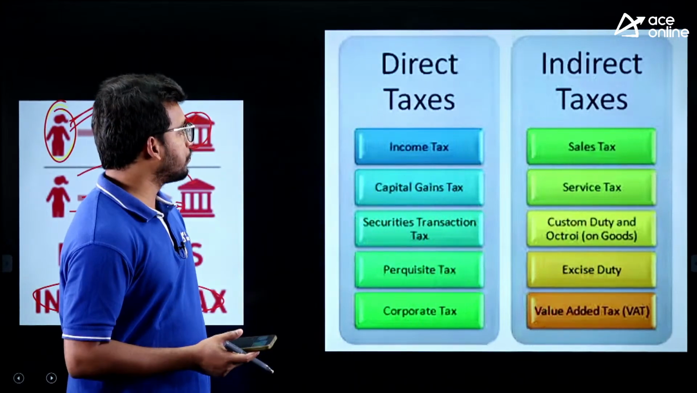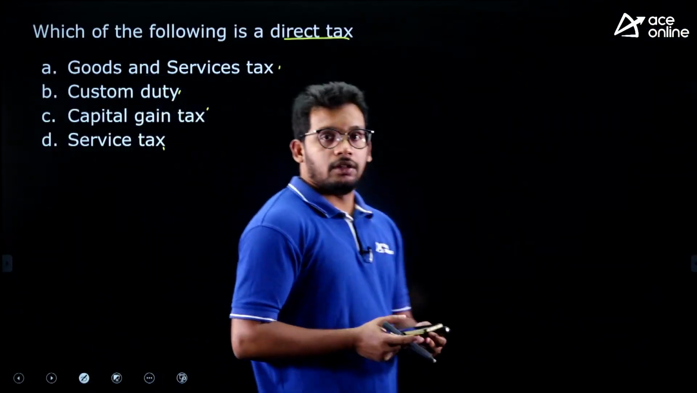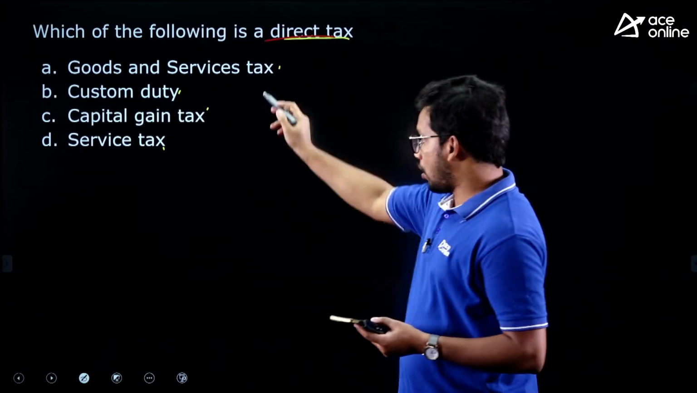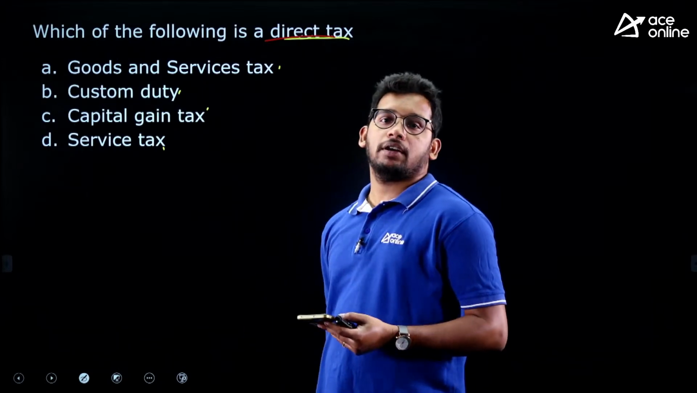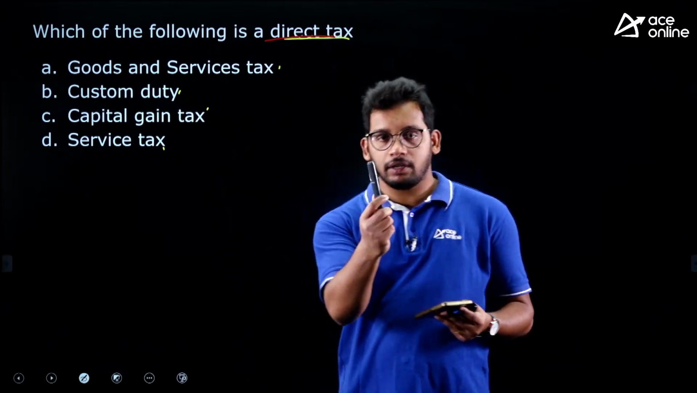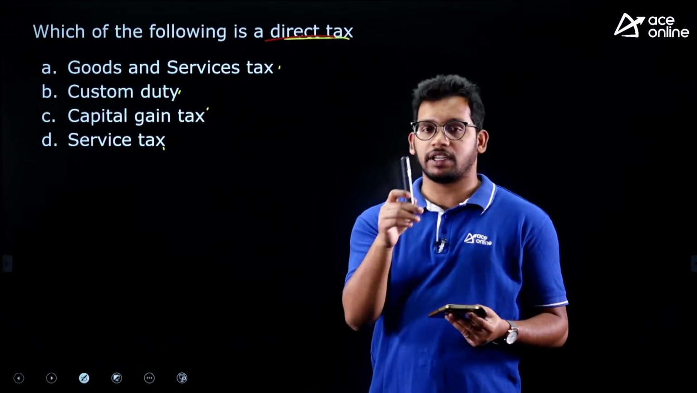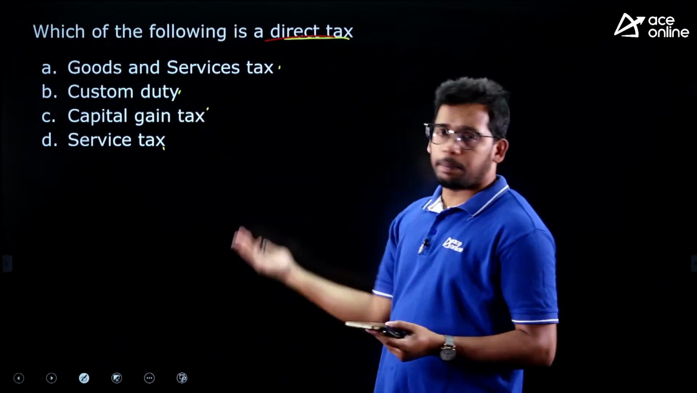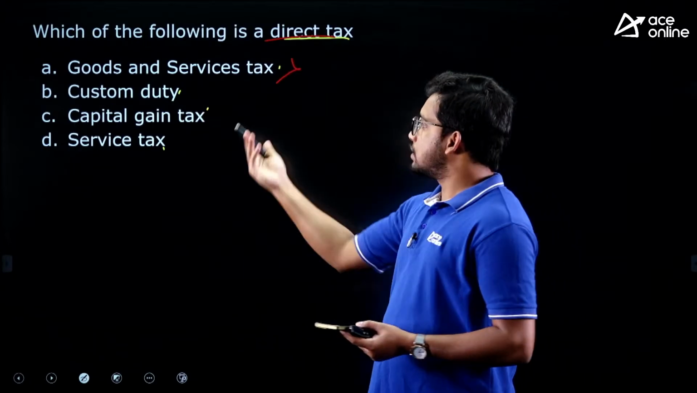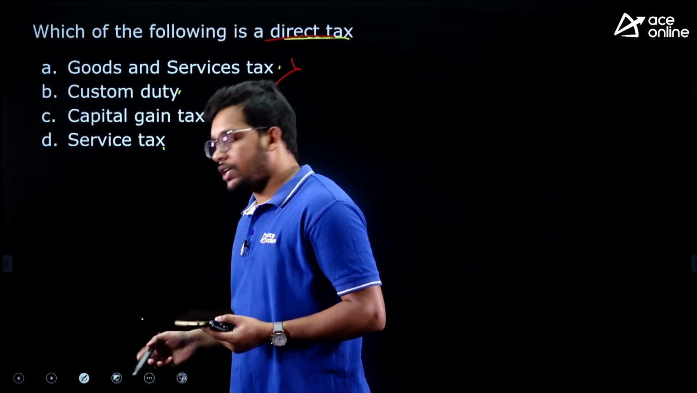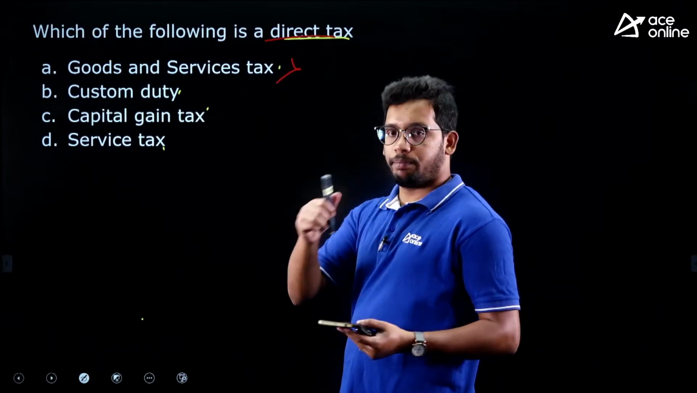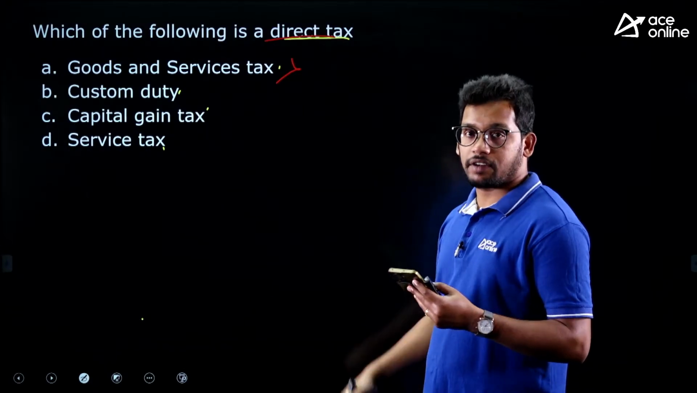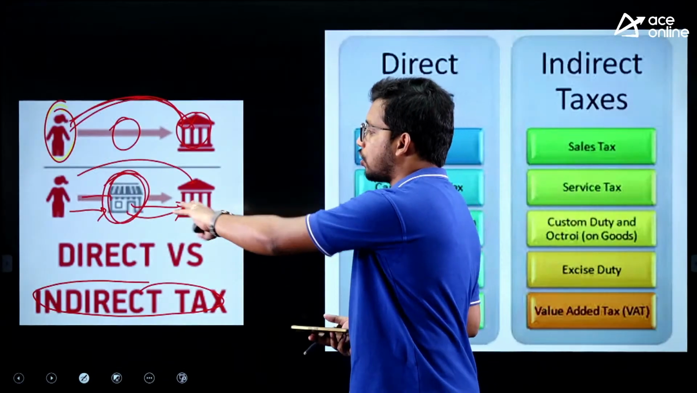Now try to understand. They are asking which of the following is a direct tax. Are you paying GST directly to the government? You are buying this pen and there is a GST, for example 5%. Are you paying this directly to the government? No, you are not. You are not paying GST directly to the government. You are paying it to the person who sold this. Now try to answer this after understanding the discussion of direct and indirect taxes.